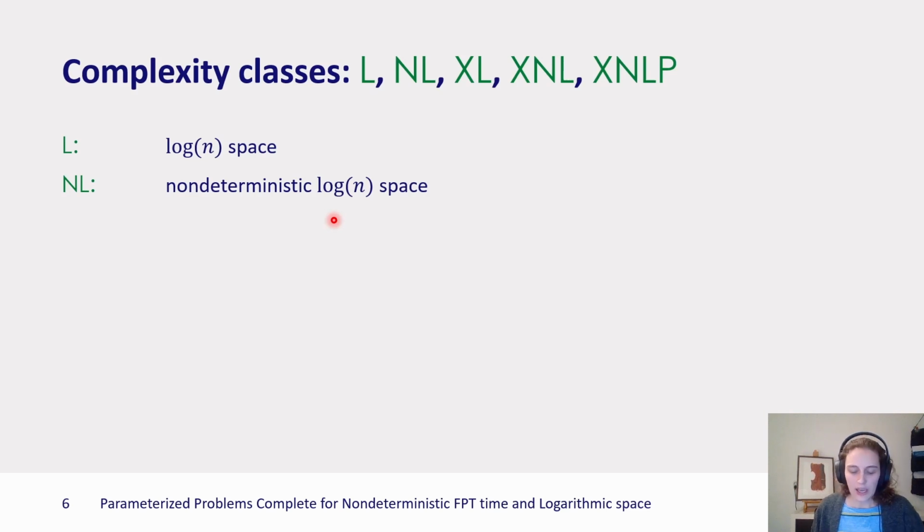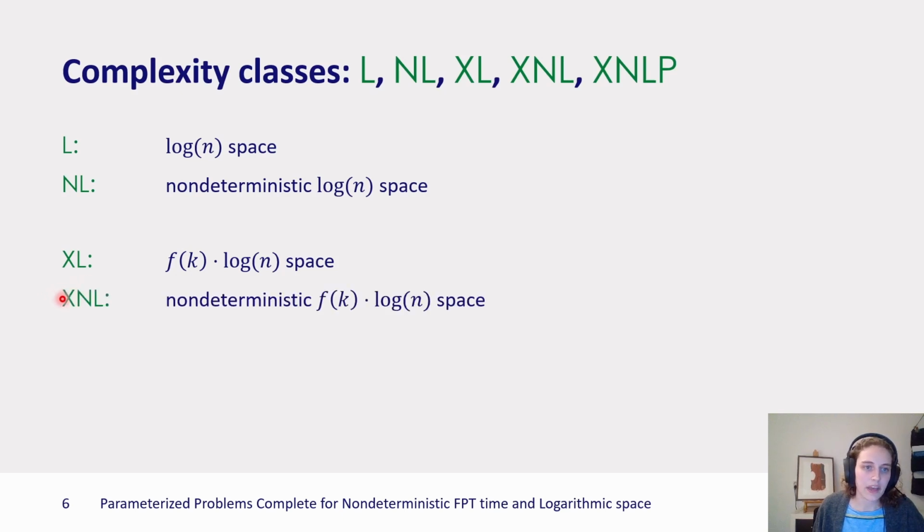And there are parameterized versions of this. So the X here stands for parameterized. And so we have XL and XNL, the parameterized versions of L and NL. And so there's this f of k in front of how much space they can use. Okay, so why is there a need for XNLP then?